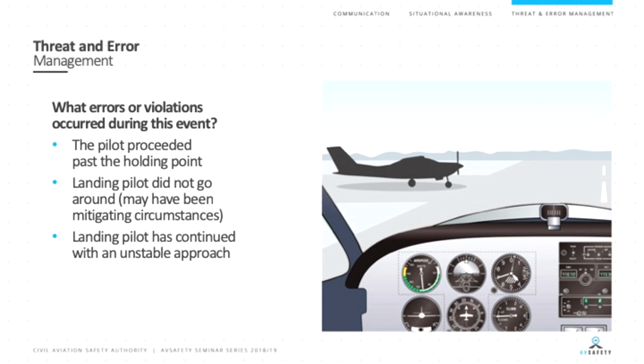So what errors or violations might have occurred in this example? Okay, let's pick this apart. First of all, the pilot proceeded past a holding point with an aircraft on short final. Was that an error? Potentially. Could have also been a violation. Sometimes you have to dig a bit deeper. What else do we have?